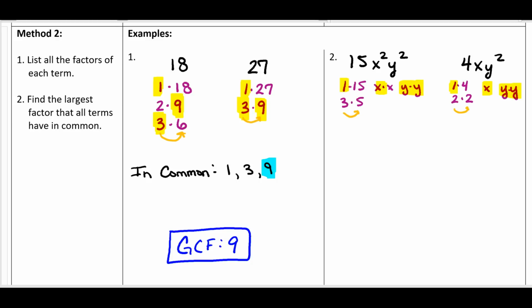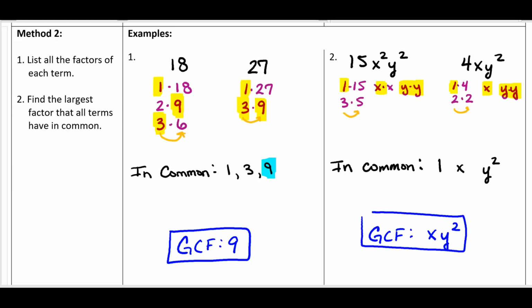So our in common is going to be 1 x and y squared. So when we put this all together, our greatest common factor is 1 x y squared. And if you want to put the 1, you can, but you don't have to. So there's our greatest common factor.